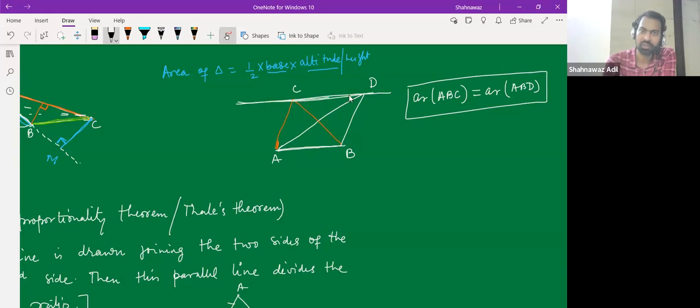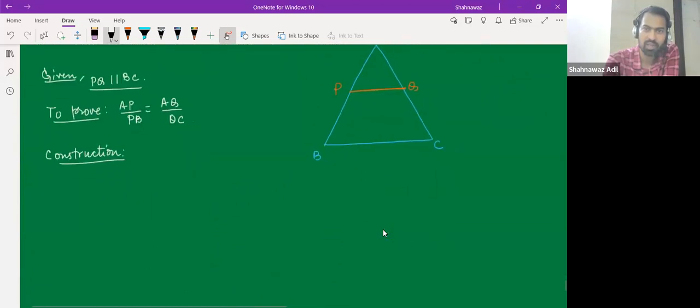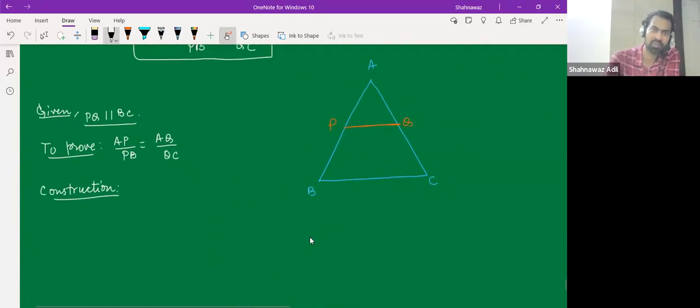Okay. So triangles between the same parallels, because their altitudes are equal. So the theorem is that whenever we have two triangles which are on the same base and between the same parallels, then their areas are equal. Okay, so yeah, I wanted to solve this. Okay, now construction. Come back to the construction.